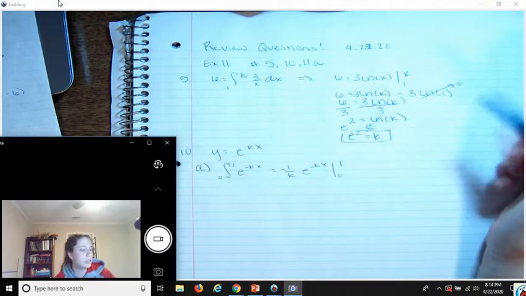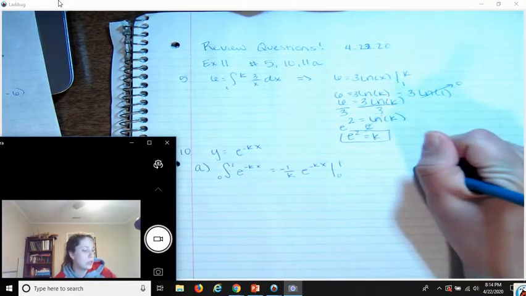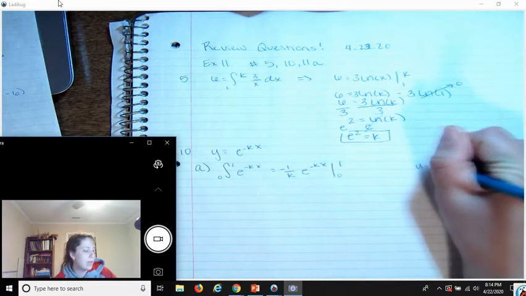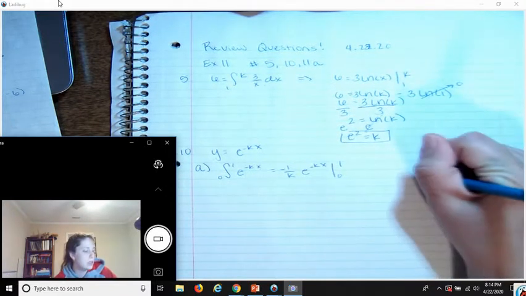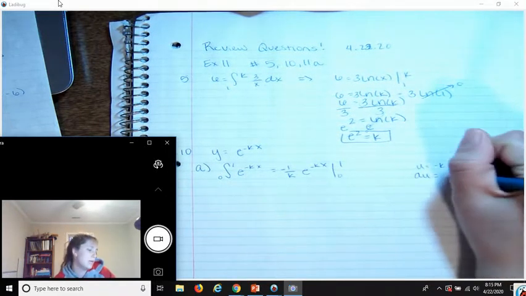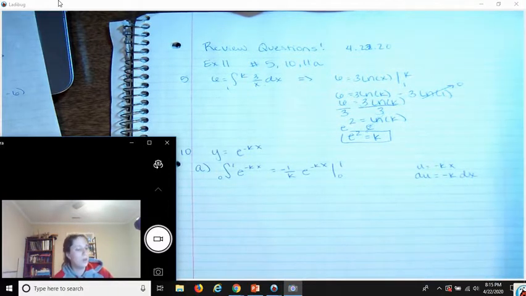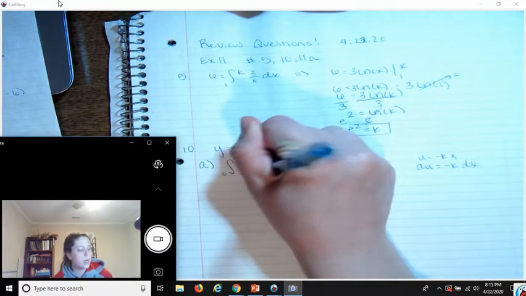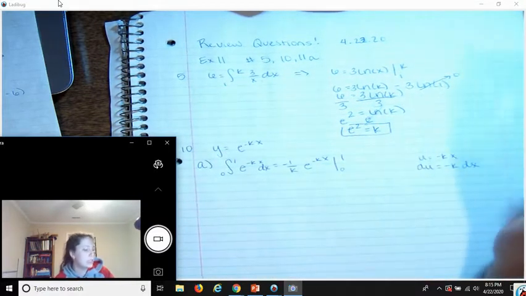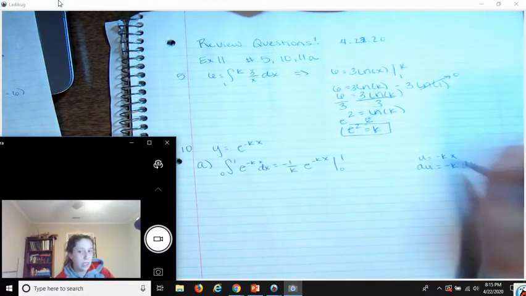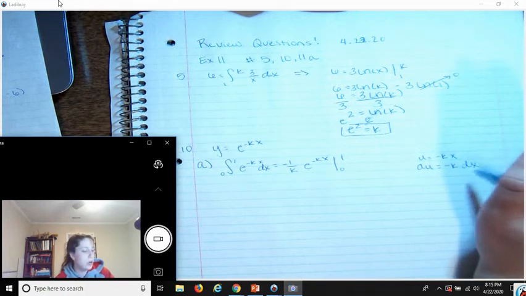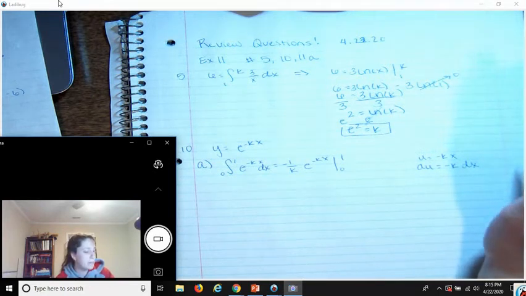You can also do this using u substitution. So your u would be negative kx. Your du is negative k dx. You want to replace your dx with everything du. And so, let's see.